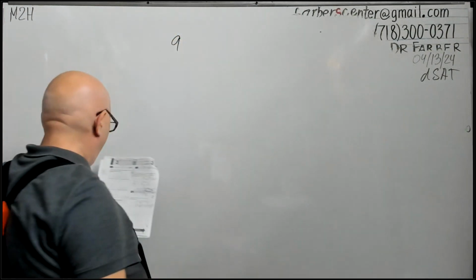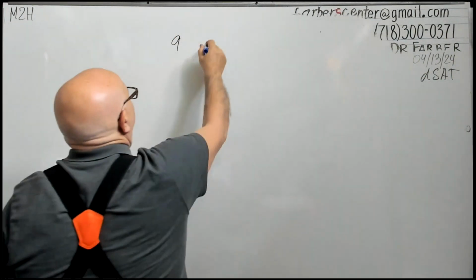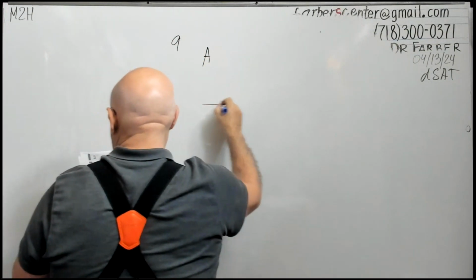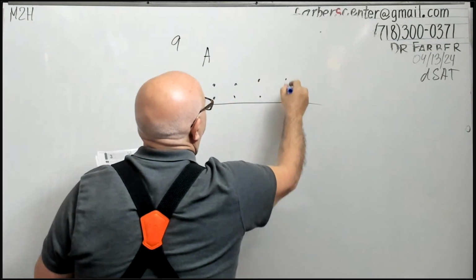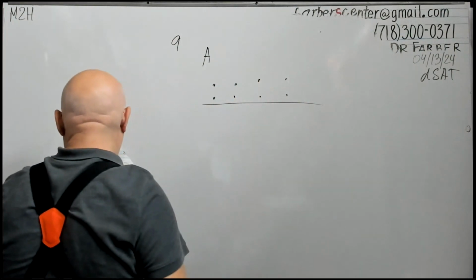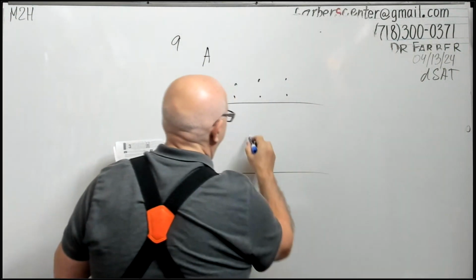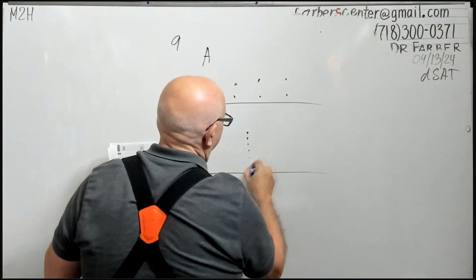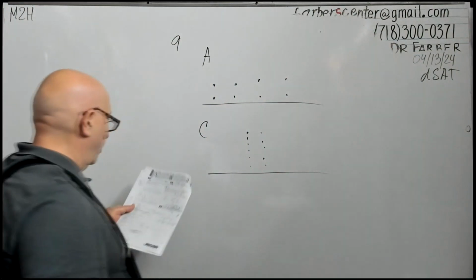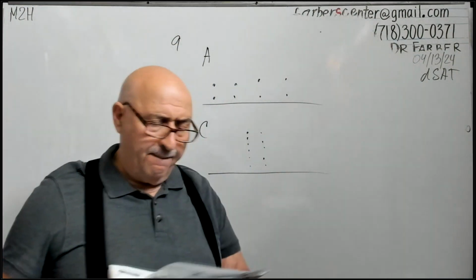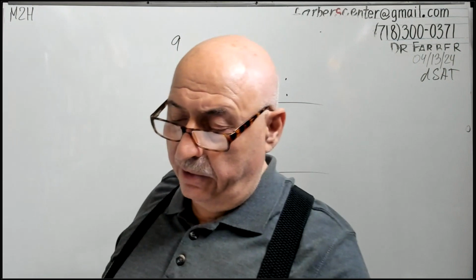Number 9. In number 9, they have different pictures. For instance, A looks like this. You have a graph, and you have a set of dots. In C, you have this graph and these dots here. And which of the following data sets appears to have the smallest standard deviation?